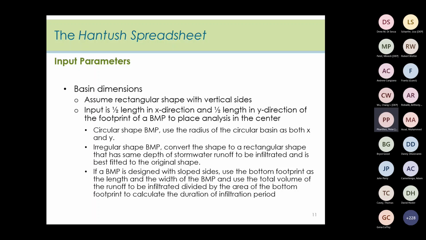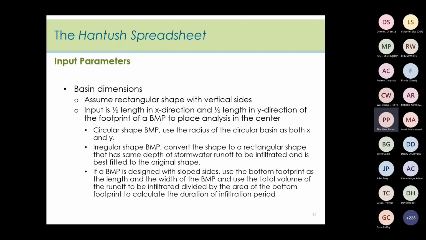Now, for circular shaped BMPs, you want to use the radius of the circular basin as both X and Y. For irregular shaped BMPs, you want to convert the shape to a rectangular shape that has the same depth of stormwater runoff to be infiltrated and is best fitted to the original shape.